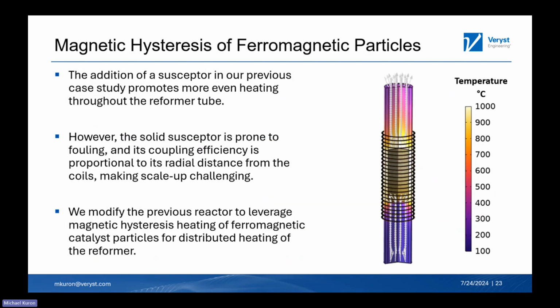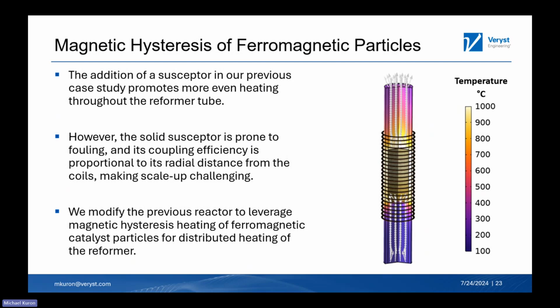Okay, next we'll talk about how we can further improve this type of system. The susceptor moves us in the right direction in that it helps to promote temperature uniformity. However, the solid susceptor is prone to fouling, and the coupling efficiency, or the amount of energy that gets transferred from the coils to the susceptor, is proportional to the radial distance between the susceptor and the coil. What that means as a consequence is that scale up becomes challenging for this type of system.